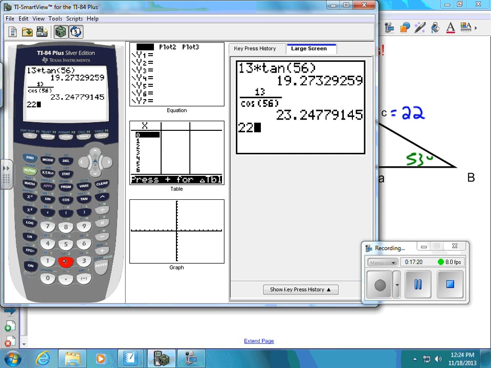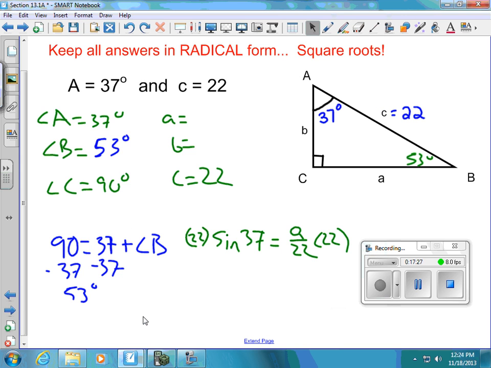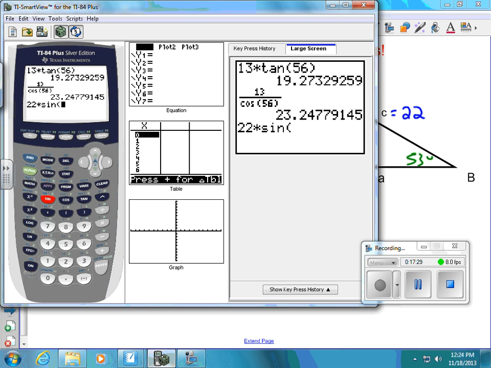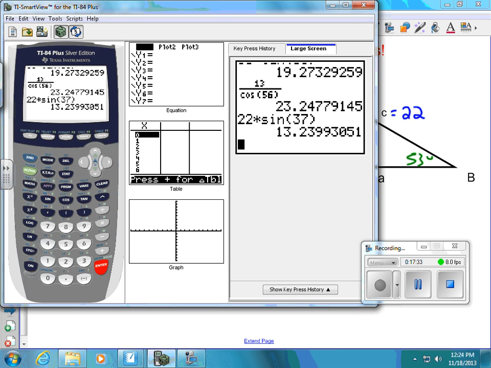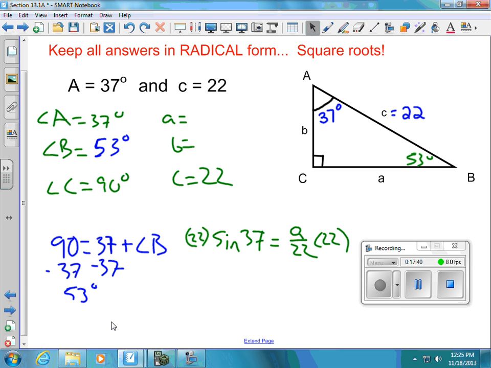22 times the sine of 37. Remember, we already changed our calculator to degrees, so we still should be good. We don't have to do it every time. 13.23. So 13.23 or 13.2 is A. So we're going to fill it in our chart here as well. And we know A is 13.2 here.